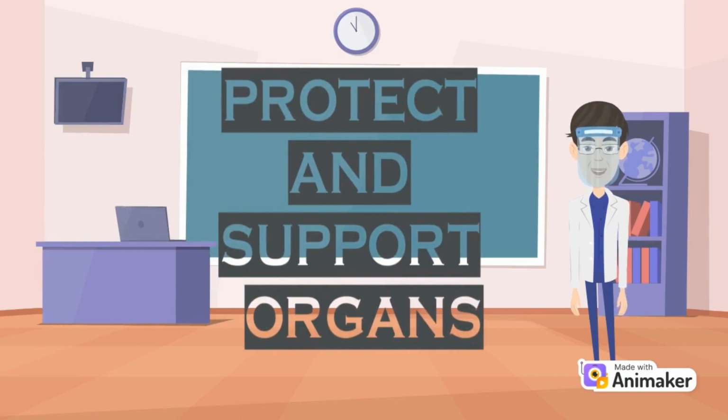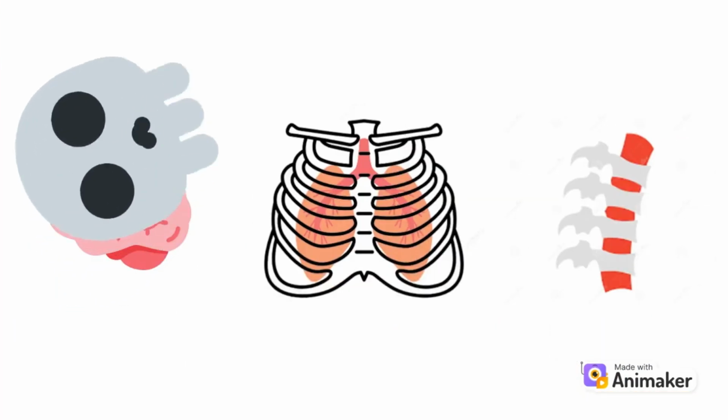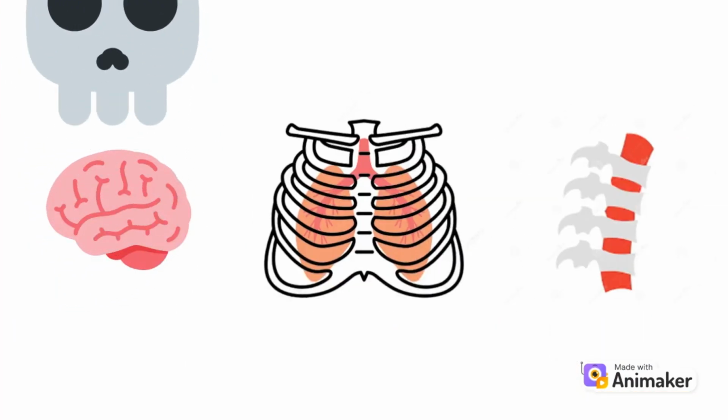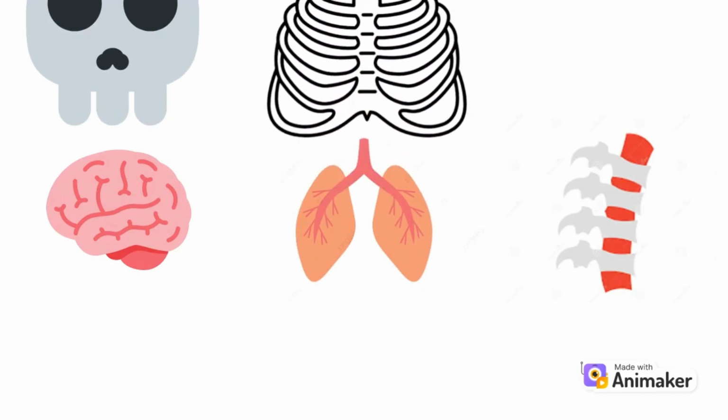Besides, skeletal system can also protect and support organs in our body. Your skull shields your brain. Your ribs protect your lungs. Your backbone protects your spine.